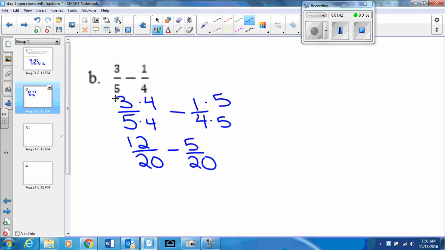Then when I subtract, again, I keep the denominator 20. The denominator stays the same. And then the numerator, 12 minus 5, becomes 7.